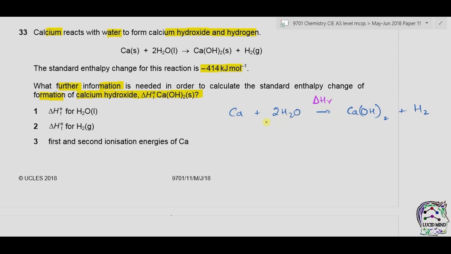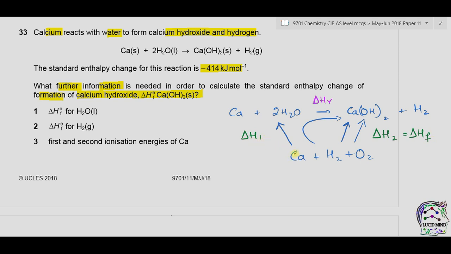Now we can make a triangle if we know the elements that are involved. We have calcium, hydrogen and oxygen. These elements can first combine to form these reactants, and these elements can also directly form this product. So according to Hess's law, this will be a two-step process and this will be a one-step process. So we can write delta H1 for this step and delta H2 for this second step, which is the enthalpy of formation of calcium hydroxide.